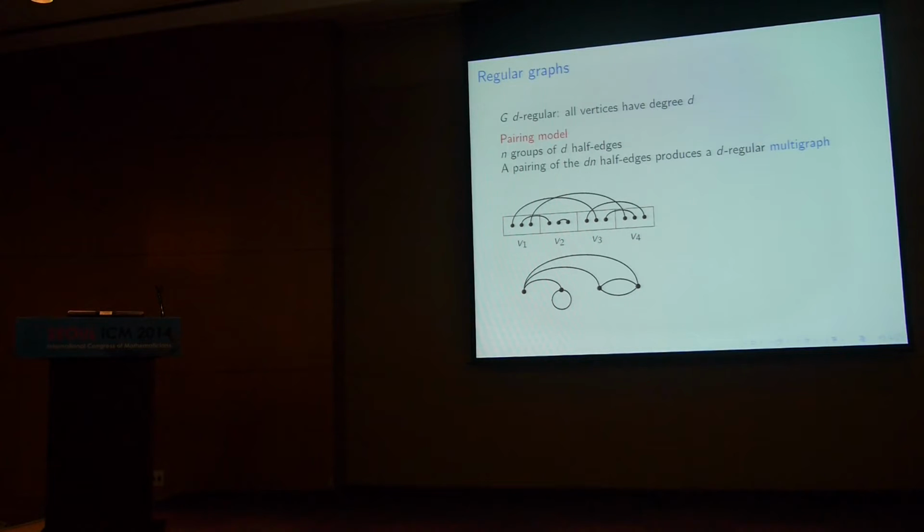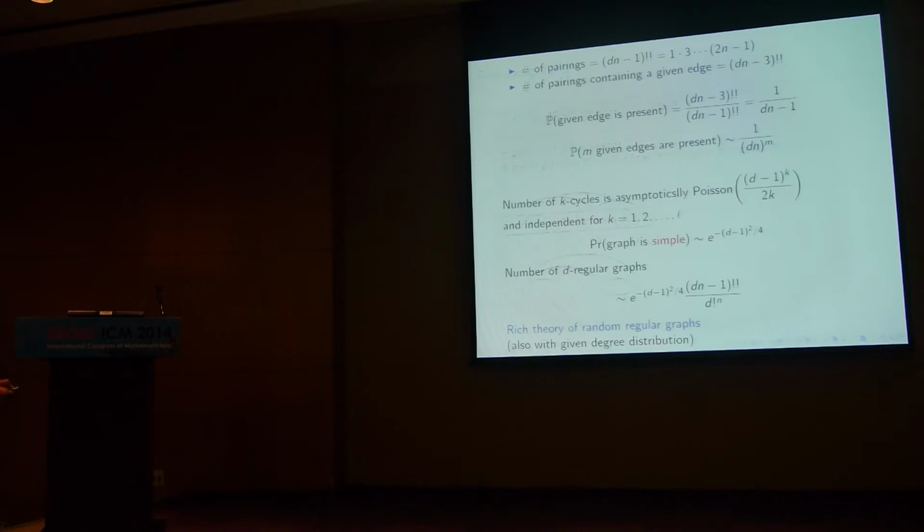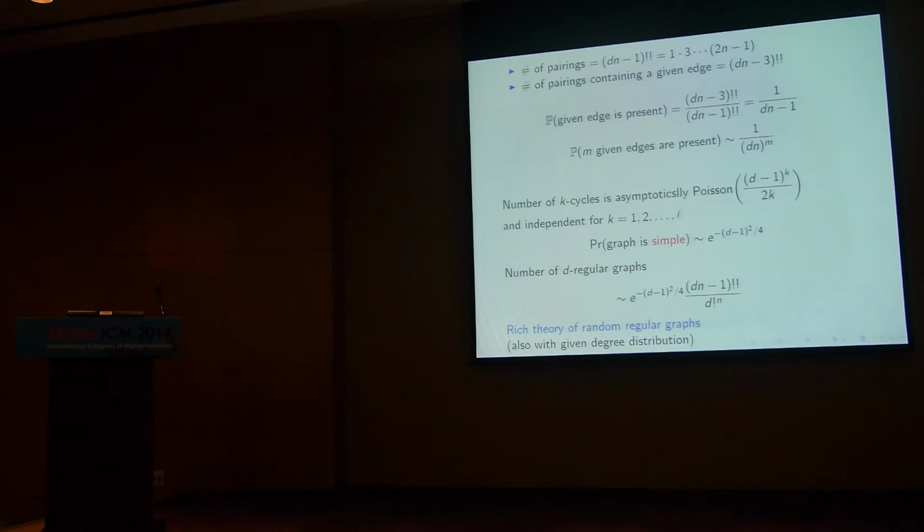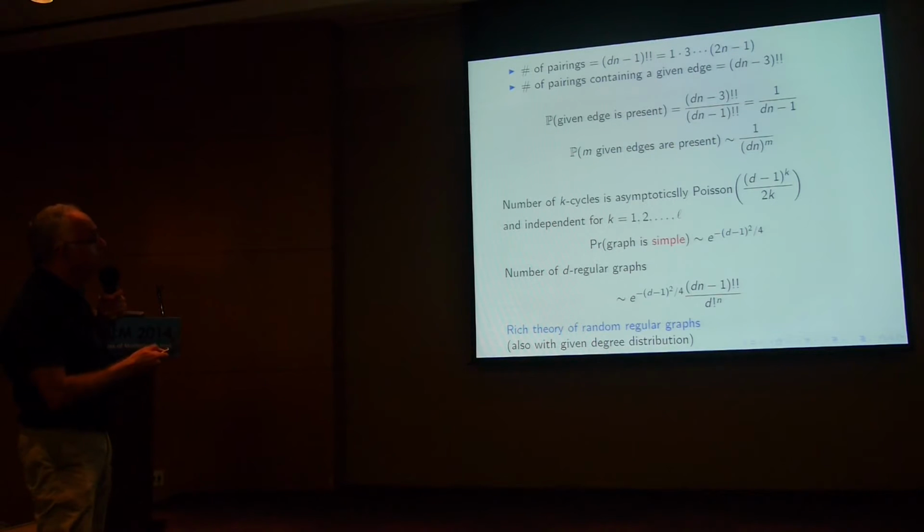Again, probabilities of elementary events are reasonably well computed. So, what is the total number of pairings? That's an elementary question. In how many ways can you pair dn objects? Well, this is this odd factorial, because the first object can be paired with dn-1, the second with dn-3, and so on. And how many pairings contain a given edge? Well, if an edge has already been fixed, you only have dn-2 objects to pair. So it's going to be this number. And then you take the quotient.